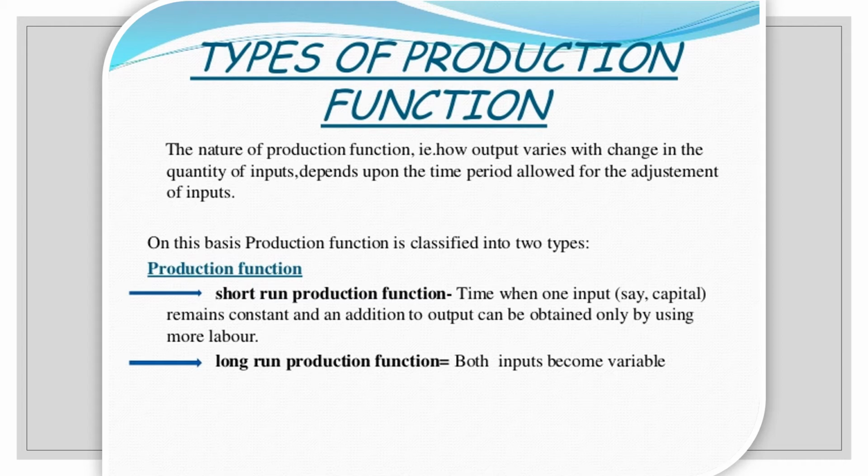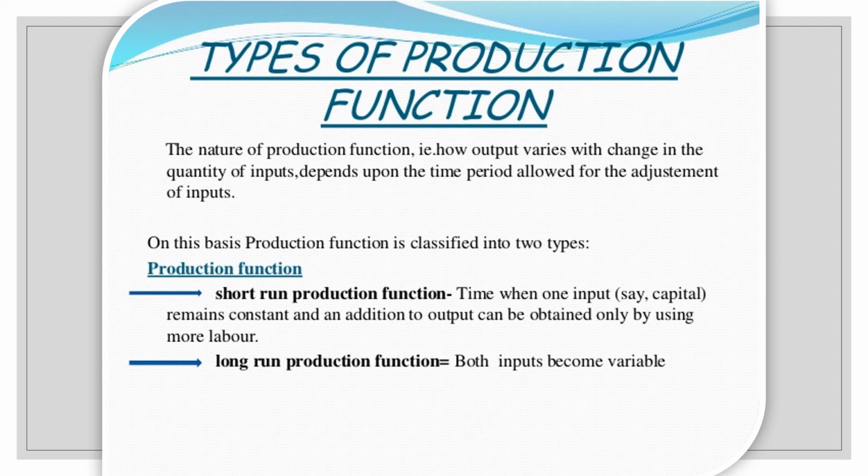The nature of production function, that is how output varies with change in the quantity of inputs, depends upon the time period allowed for the adjustment of inputs. On this basis, production function is classified into two types. Short-term production function is the time when one input, say capital, remains constant and an addition to output can be obtained only by using more labor. Why has it been said that? Reason being, in the short run, we presume that we cannot import or purchase more machinery. So if we have to increase the production, we can only do it by employing more and more labor.